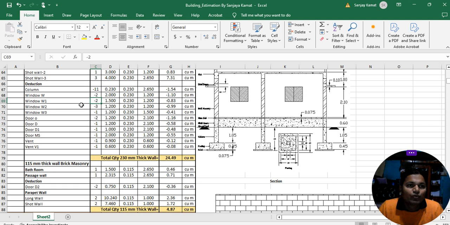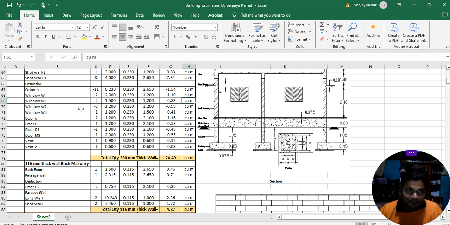We are going to work for the window W1. So this is here how much? See, you can see length is how much? 1.500 meter, breadth is 0.230 meter, and depth is how much? 1.200 meter. So once again you got the 4 values, multiply these 4 values, then you will get the result, quantity, volume, minus 0.83 cubic meter.